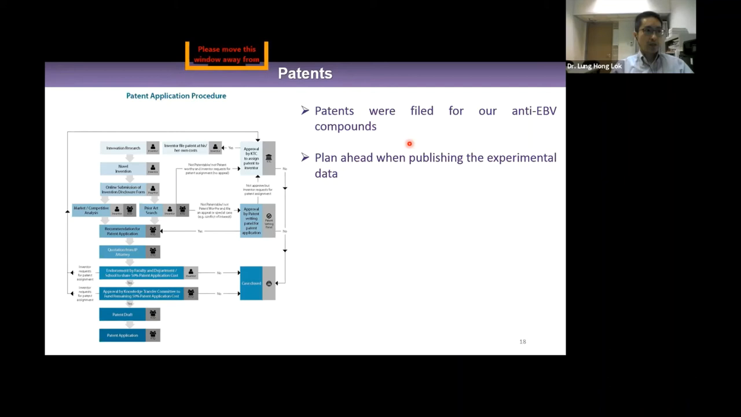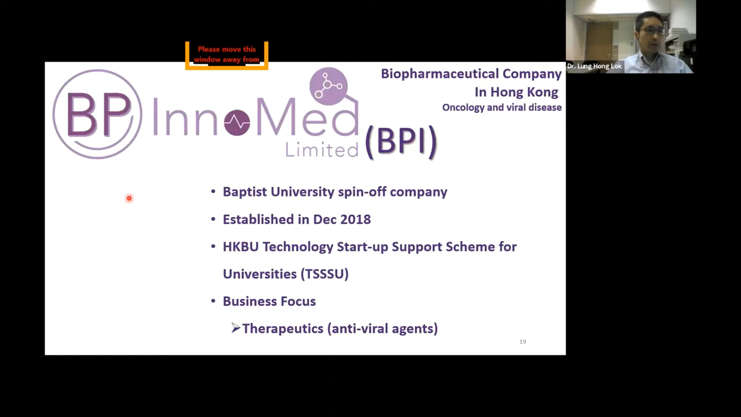And in December 2018, we established the HKBU spin-off company. It's called BB Innomac, because we decided to commercialize our anti-EBV agent. So the business focus is to make antiviral agents.